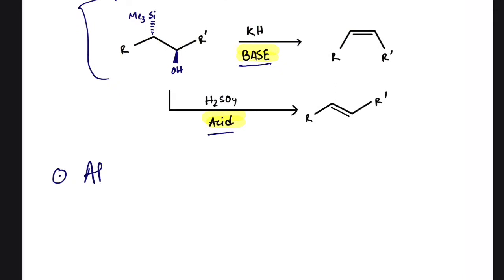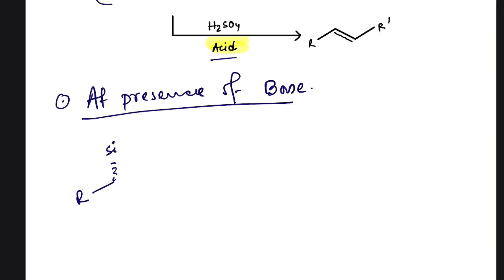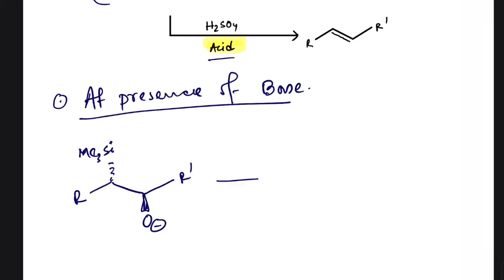Now, in the presence of base, the reaction mechanism goes like this. The base picks up a proton over there and forms this type of O negative. Now this O minus will chelate with the silicon, and the chelation is more favorable when this is in syn orientation. To make this orientation syn periplanar, we have to rotate this bond.